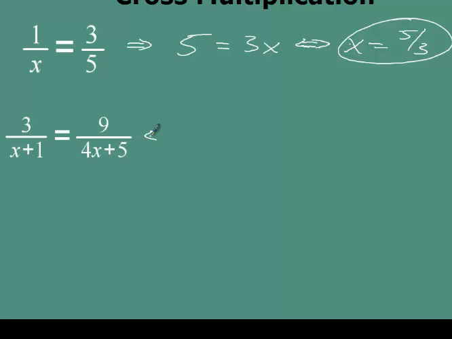So I'm going to take 3 times the denominator across from it, which is 4x plus 5, and that's going to equal the numerator from the opposite side and the denominator across. So you get 3 times (4x plus 5) equals 9 times (x plus 1). Everybody okay with that so far? Yes, no, maybe?